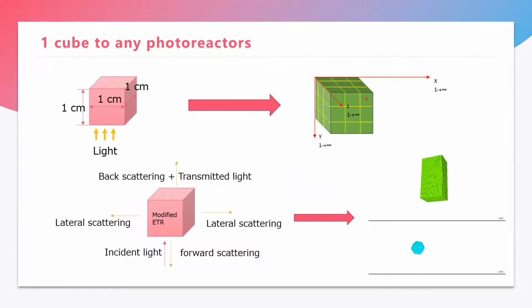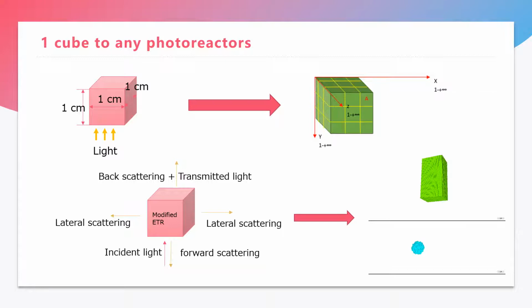Based on those relationships and parameters in a 1 cubic centimeter cube, this relationship could be generalized to any photoreactors with different shapes, sizes, and materials with different optical properties. We made a software to calculate the actual absorbed light of microalgae in photoreactors of every size, to calculate the distribution of modified ETR and growth rate at each moment.